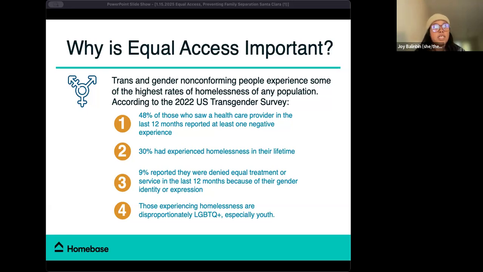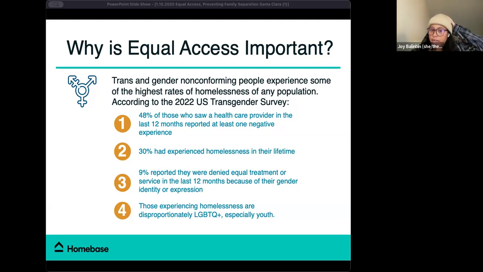So in order to emphasize that finding, 48% of those who saw a healthcare provider within the last 12 months reported at least one negative experience. 30% of these folks who replied to the survey had experienced homelessness in their lifetime. 9% reported that they were denied equal treatment or service in the last 12 months because of their gender identity or expression. And also those experiencing homelessness are disproportionately LGBTQIA+, especially for the youth population.